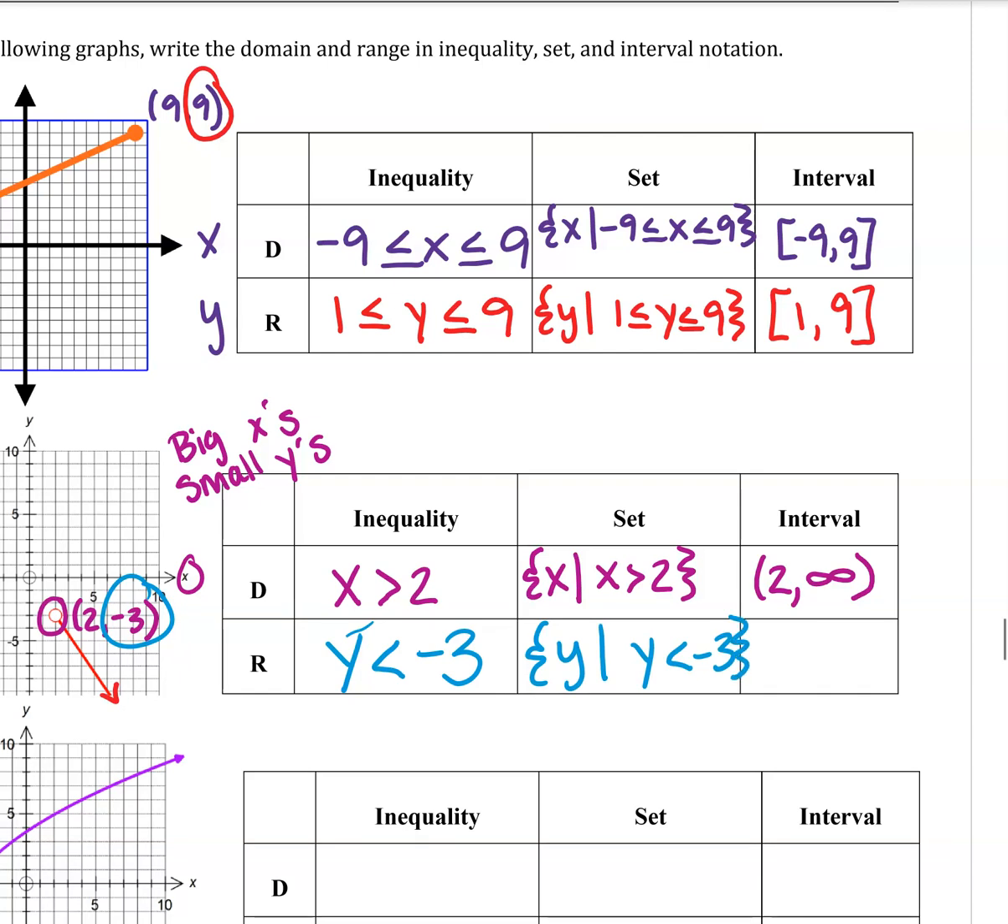All right, so since those guys are getting smaller and smaller and smaller, that means my smallest is going to be -infinity because it's going on and on forever. Lots of small numbers. And then the biggest is going to be -3. And I'm going to put a parenthesis because of that open circle. Okay, so it's not included.